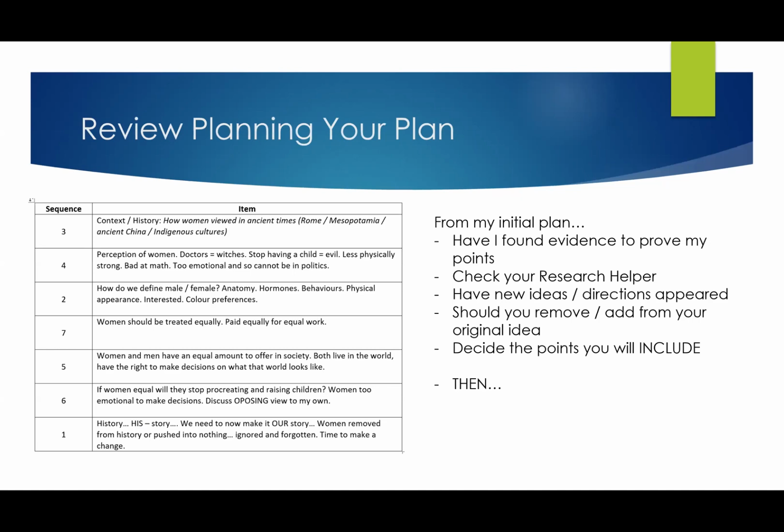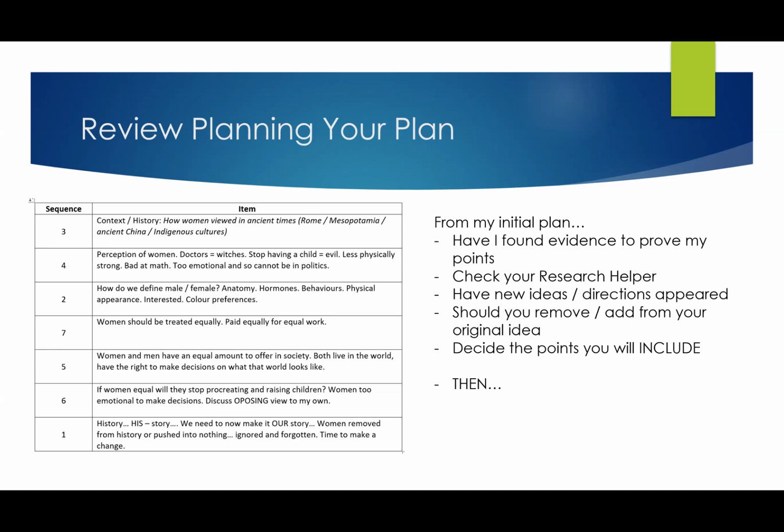Okay, so the first thing that you'll want to do is review your plan. This is from my example plan, and you can see this is where I put all of the ideas of the things that I wanted to talk about, and then I put the sequence. So number 1 means that I was going to put that maybe into my introduction. Number 2 and 3, I was going to have as possibly my first paragraph, 4 as my second paragraph, 5 and 6 as my next paragraph, and then number 7 was going to be my conclusion. So that's the order that I thought it would go in, but this is before I've completed my research.